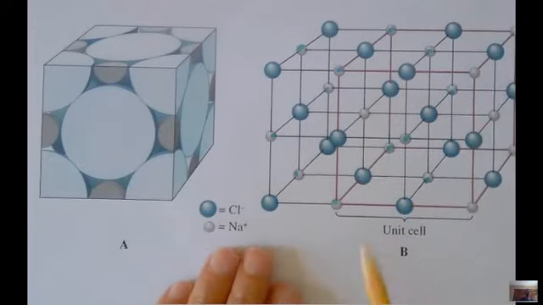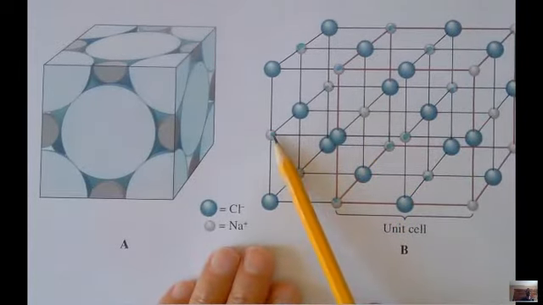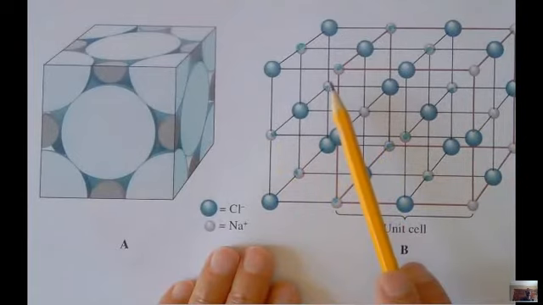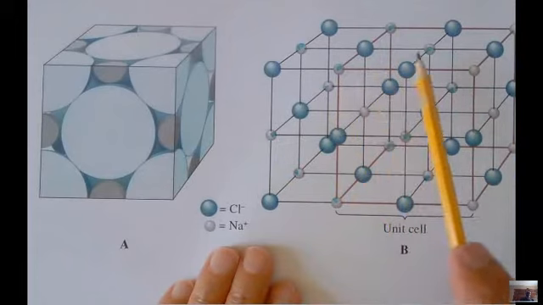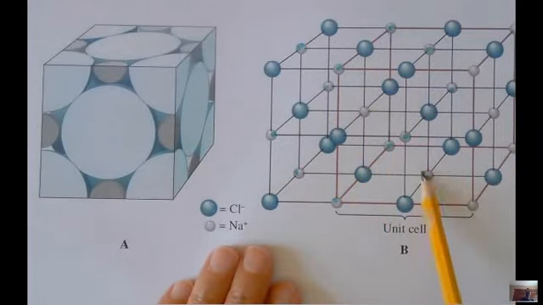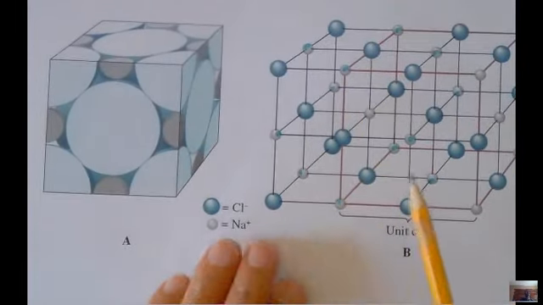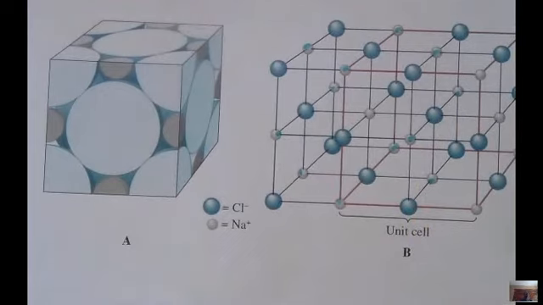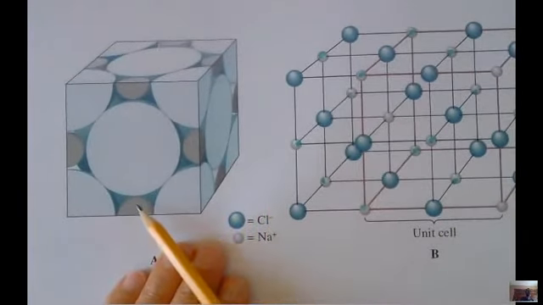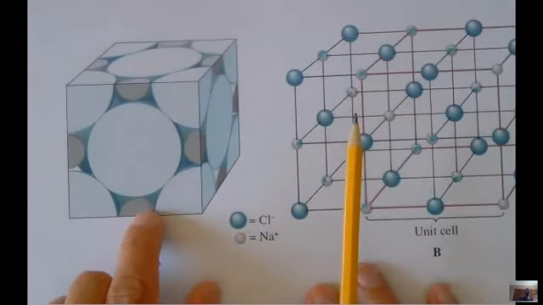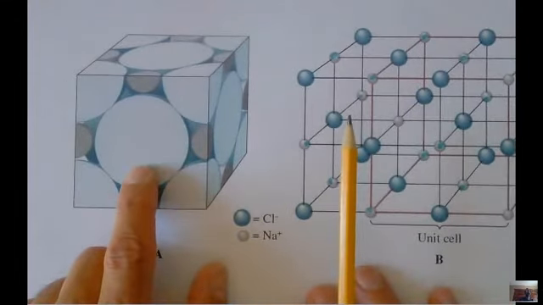Last thing. What do edges count for? There's an edge, there's an edge, there's an edge, there's an edge, there's an edge, there's an edge, there's an edge, and there's an edge. So how many edges are there and what should they count for? Well, think about it. An edge should count for 1/4 in the cell that you're interested in.